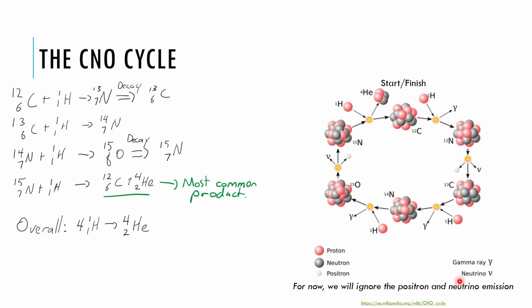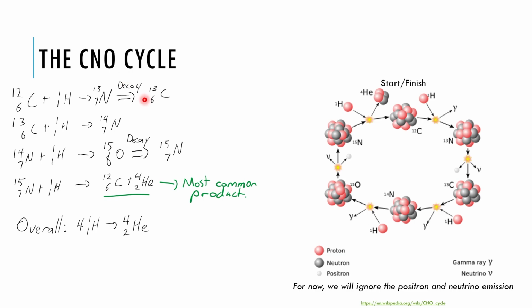So let's start from the beginning. We begin with a carbon-12 nucleus and add on an additional proton. This forms nitrogen-13, but it's an unstable isotope, and so it decays quite readily. And this process is very similar to the first step of the proton-proton chain.